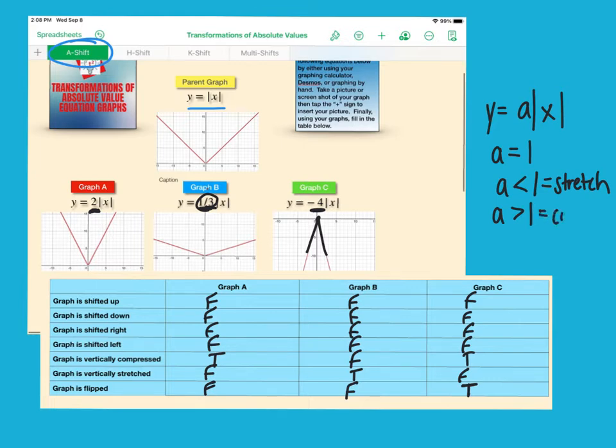Or get smaller. So even though this -4, technically a -4 is smaller than 1, really we're just going to look at this as a 4. So what did the whole number 4, would that cause it to compress or stretch? We saw that it compressed, right? Right here, we got a true. But that negative caused it to do what? Flip, right? So a negative a is going to be a flip. Cool.